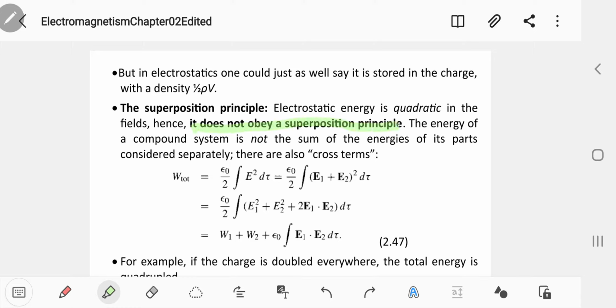It does not obey the superposition principle, because if, for example, you have two charges, one giving you an electric field, and the other one giving you an electric field. So if you square them, you get this expression, E1 square, E2 square, and then you have 2 E1 dot E2. There is a cross term here. It will obey superposition if this is equal to just E1 square plus E2 square, but it's not, so it doesn't obey the superposition principle.